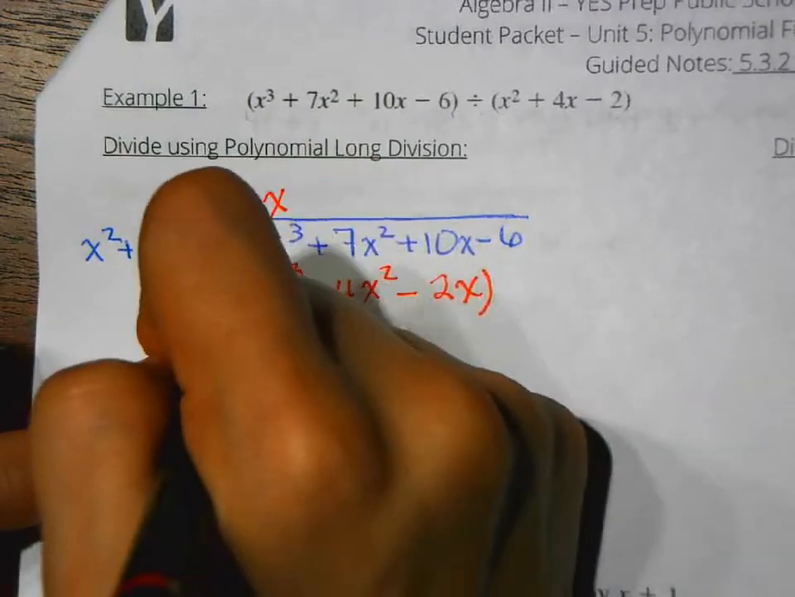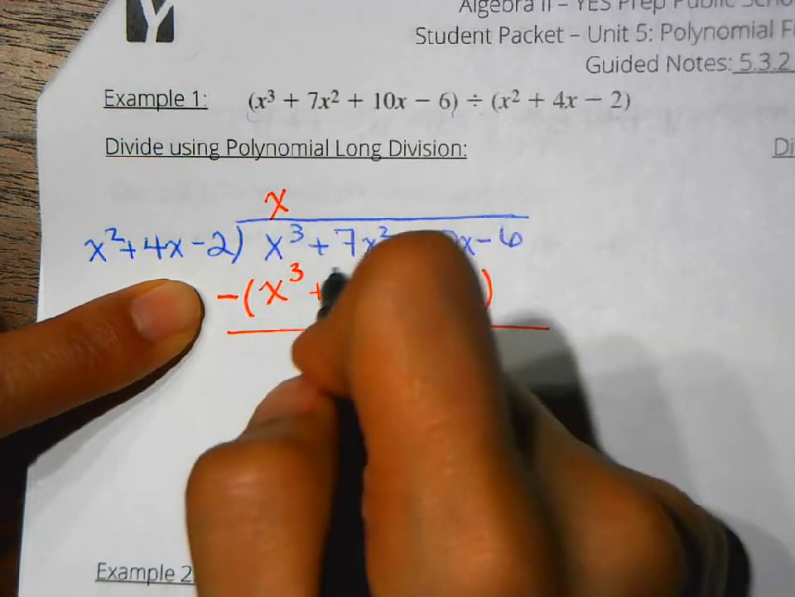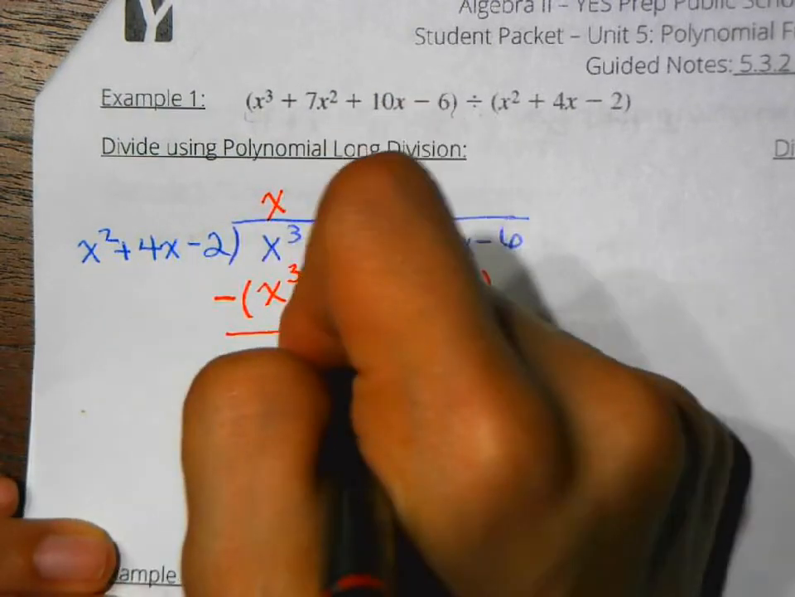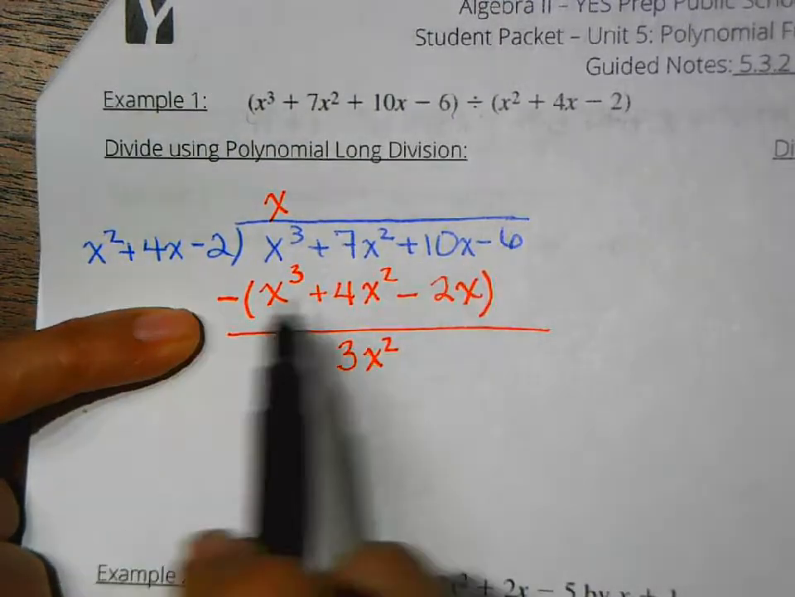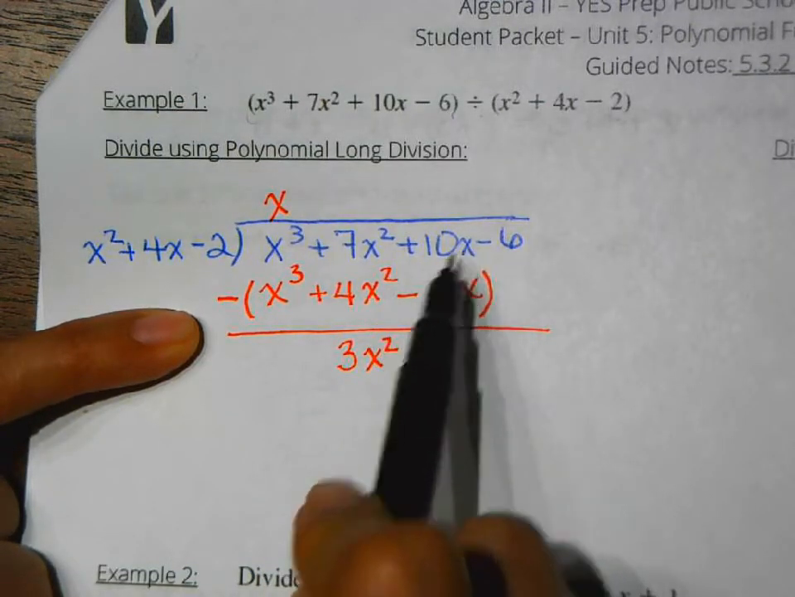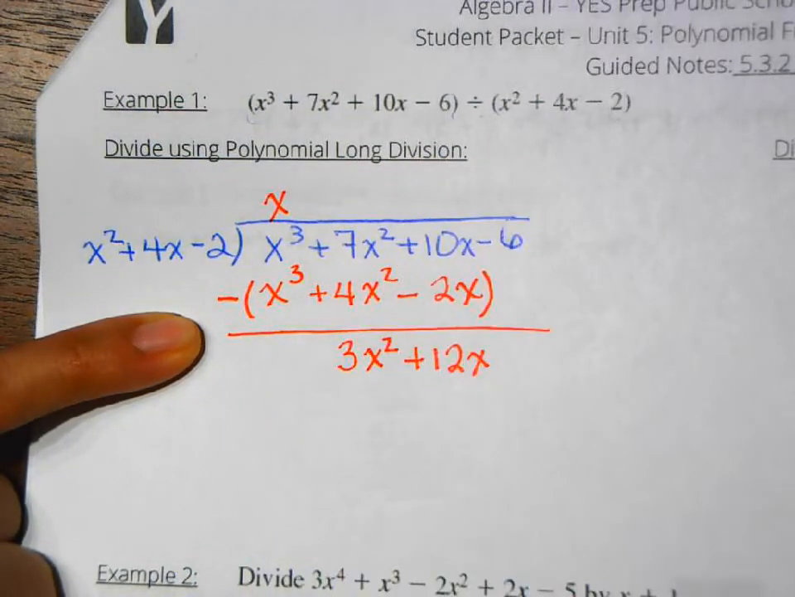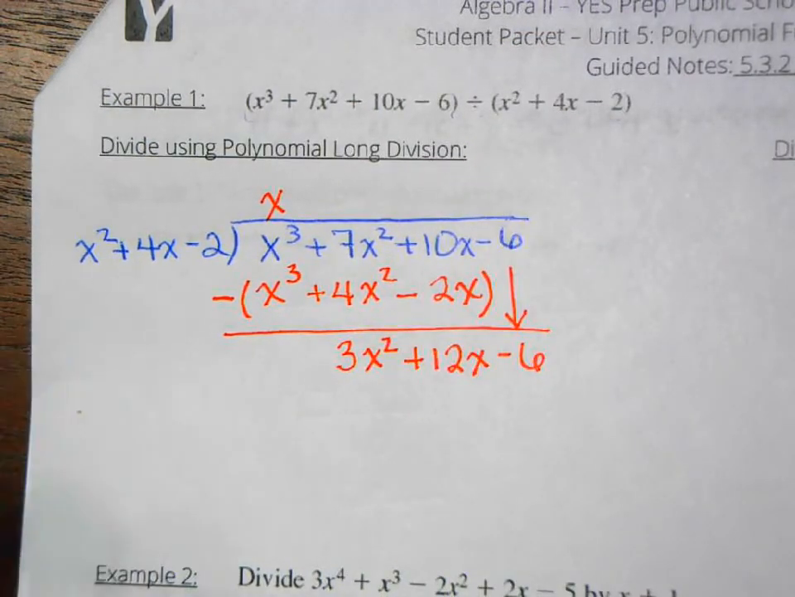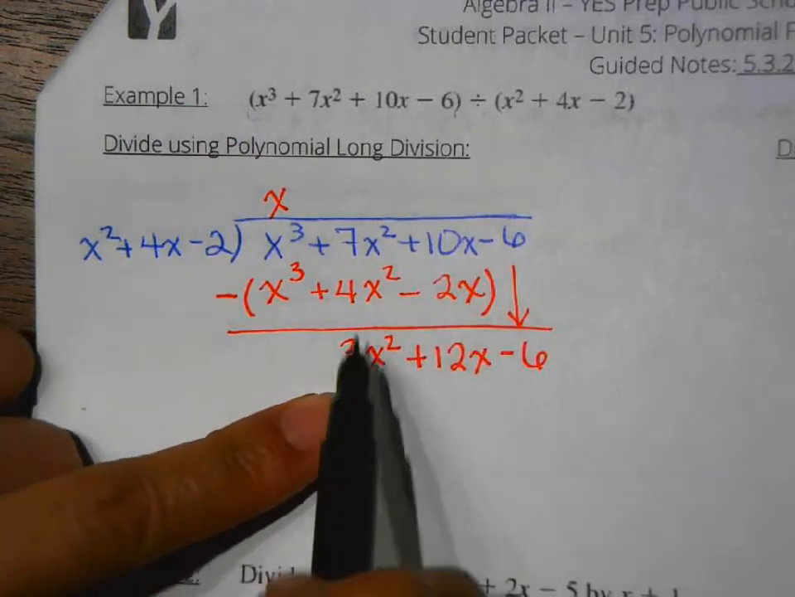So x cubed minus x cubed cancels out. 7x squared minus 4x squared is 3x squared. 10x minus negative 2x, that's 10x plus 2x, is going to give me positive 12x. Then I'm going to pull down the minus 6, and do this all over again with the second polynomial that I got from subtraction.